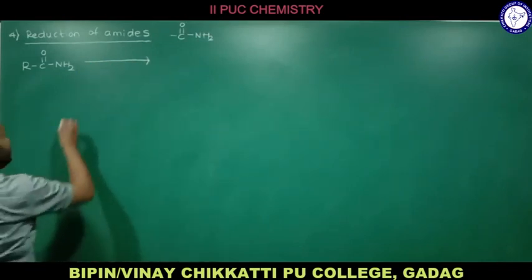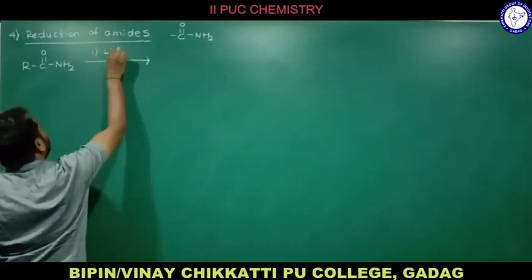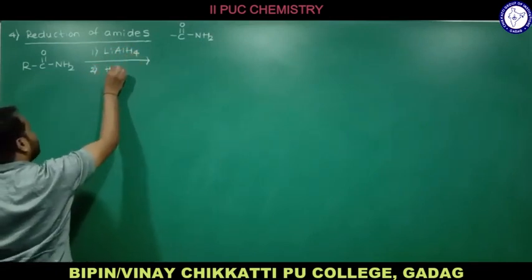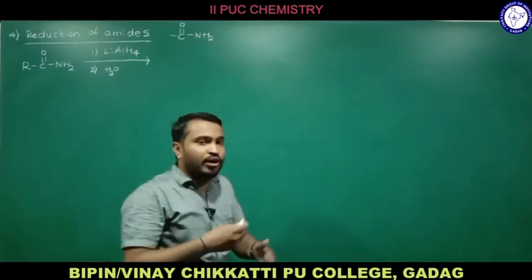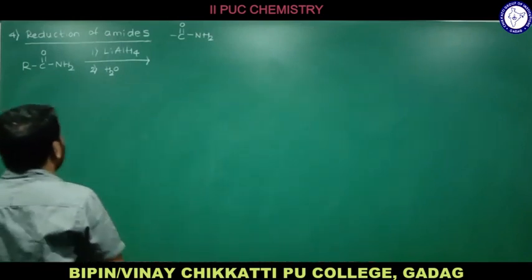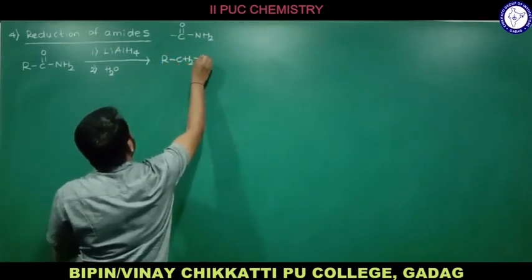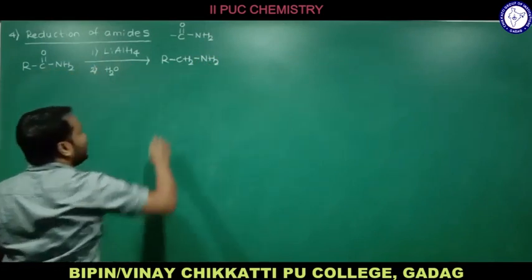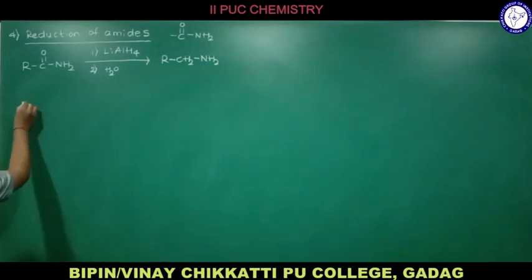Since we have C double bond O, the strong reducing agent you need to consider is lithium aluminum hydride, which is followed by hydrolysis. Try to know this one. So first lithium aluminum hydride, followed by hydrolysis, so that we get the respective amines. RCONH2 I considered, so the amine we are going to get is RCH2NH2. This carbonyl group is converted into a CH2 group, and that is how the reduction of amides takes place. We'll see some particular examples.